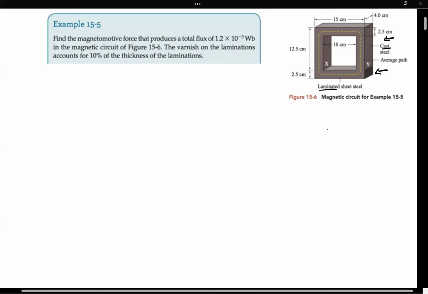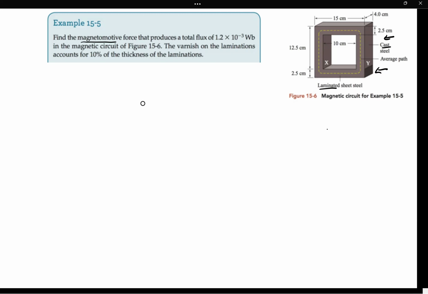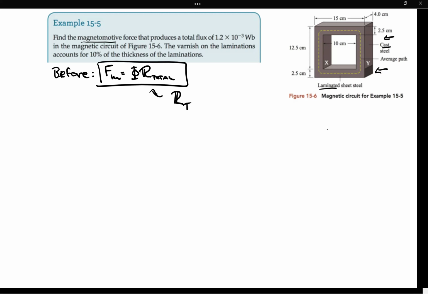It says find the magnetomotive force that produces a total flux of this given amount of flux. So what we did before, and you can look at the video of us doing this before, we said, what was the magnetomotive force? We use this equation. Flux is given, and we had to calculate the total reluctance to use this equation. And in order to do the total reluctance, it was R total equals R of the cast section plus reluctance of the laminated section. That was actually an hour-long solution, but normally our brains first go to that equation.